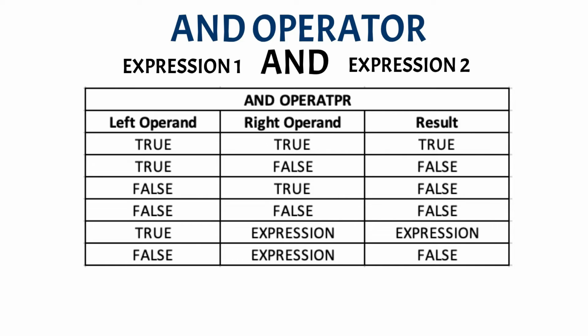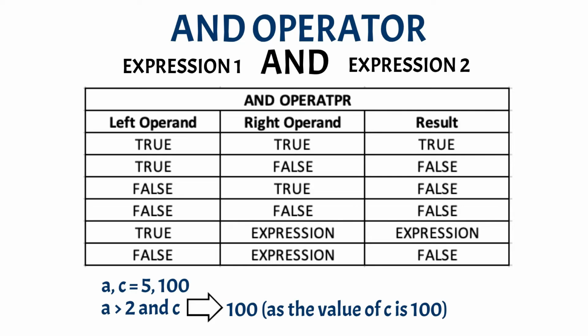Just to give an example, imagine that the left operand is a greater than 2 and on the right operand you have just c mentioned. Say the value of a is 5 and the value of c is 100. In this case, since 5 is greater than 2, operand 1 will return true, and on the right side you don't have any boolean as the output, right? So you have just an expression, c equal to 100. In this case you will get c as the output, which means that the expression on the right side will become your output. We will see this in our example.